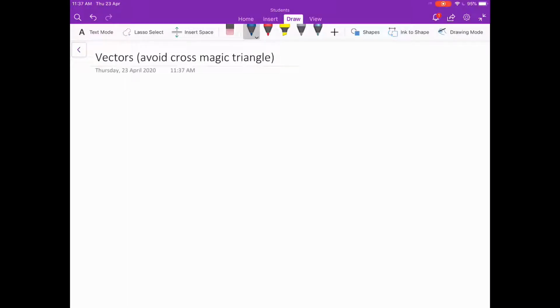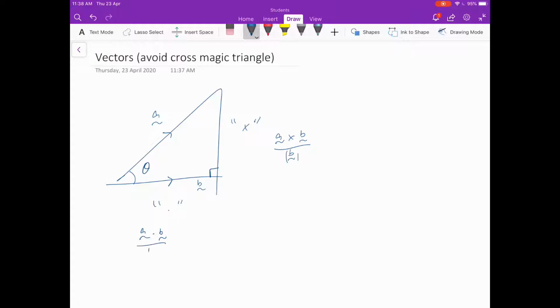Okay, so remember for vectors, it's all about the magic triangle, correct? Magic triangle, and if I have two vectors here, you put your finger over there, you know that this is the cross, this is the dot. Correct? And that's to find the distance. Okay, so I have the proper formulas here already.